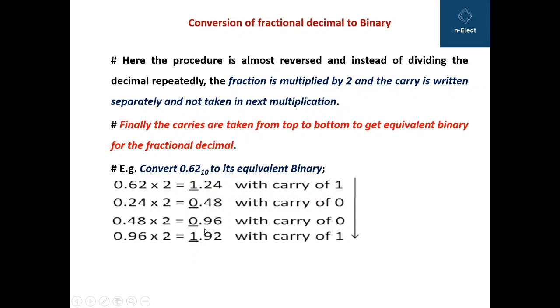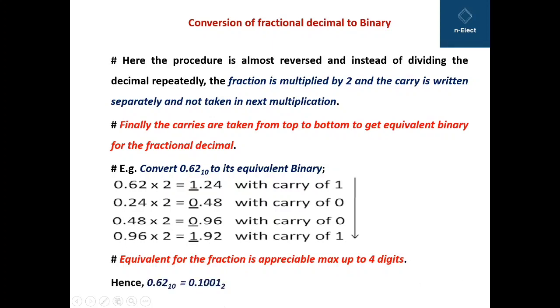Now this multiplication can be continued hereafter also, but it is appreciable to do such multiplication up to 4 bits. So whatever carries you get on the right hand side, instead of taking them in the upward direction, now you have to take them in the downward direction. So 1001 will be the equivalent for 0.62. The equivalent for the fraction is appreciable up to a maximum of 4 digits, and that's why we have stopped here. Otherwise we would have taken 0.92 here and multiplied it by 2 again. Hence 0.62 decimal is equal to 0.1001 binary.